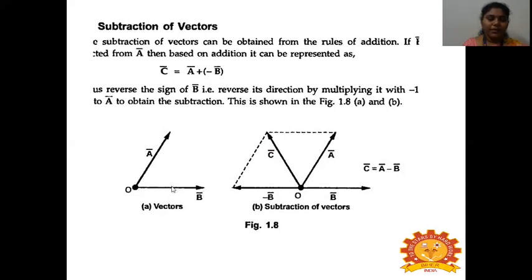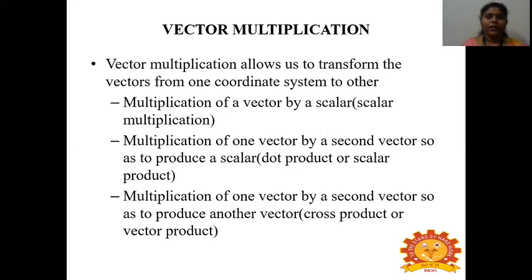If you multiply this B vector by -1, then we obtain minus B vector in the opposite direction. Now we have to join the A vector and minus B vector by using the parallelogram rule. If we obtain the resultant vector C, then C vector is nothing but A vector minus B vector. So this is how we obtain subtraction in terms of addition.